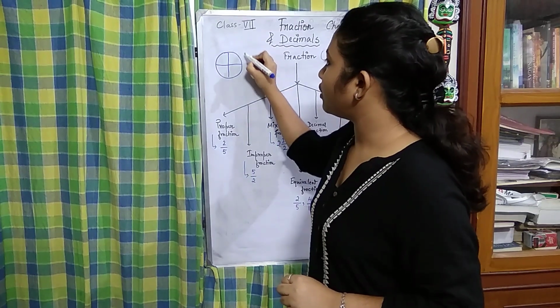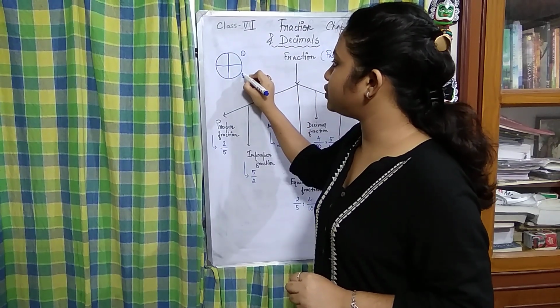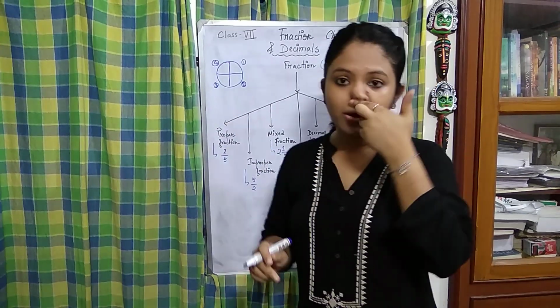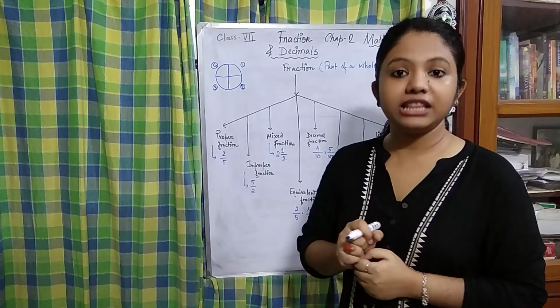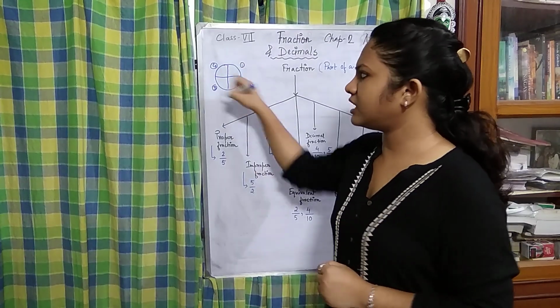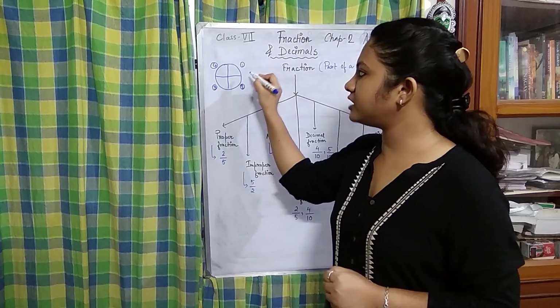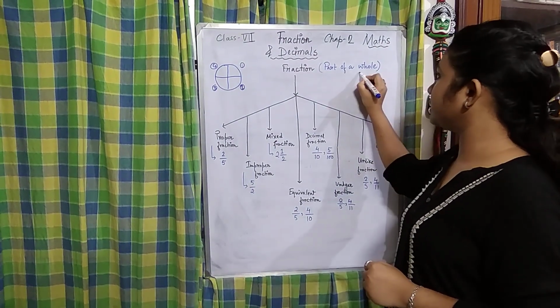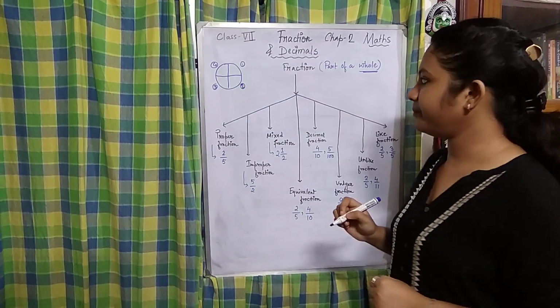See here. How many parts are there? 1, 2, 3 and 4. So, if we want to say the whole of this pizza, these are the 4 parts. So, 4 parts altogether make the whole of the pizza. Mark this word whole. Okay.